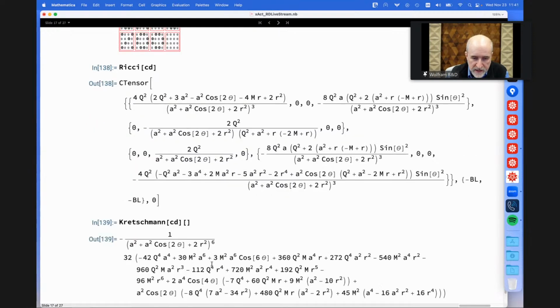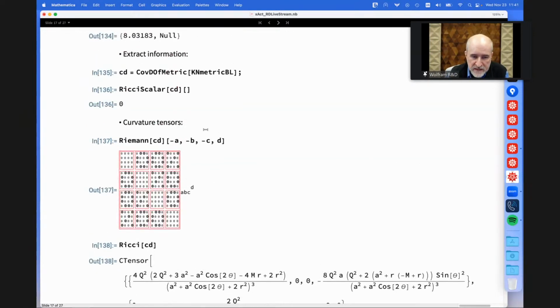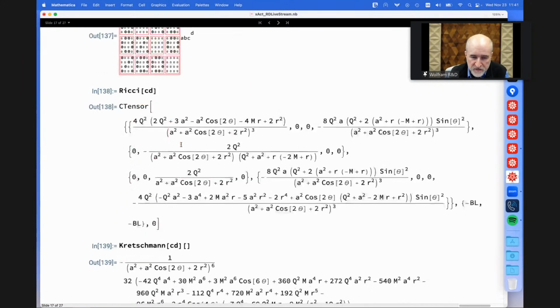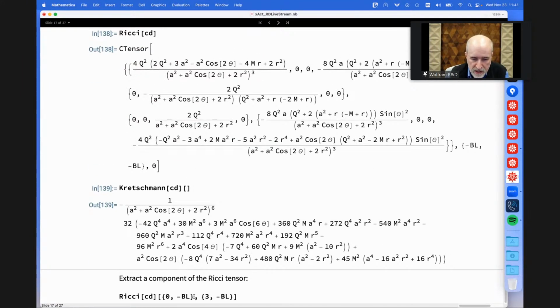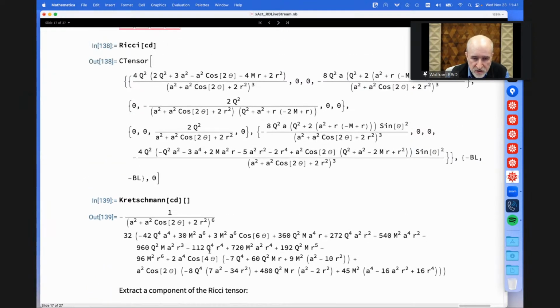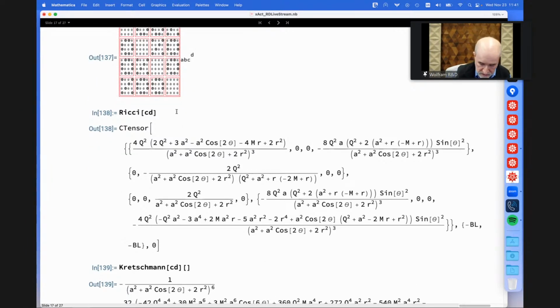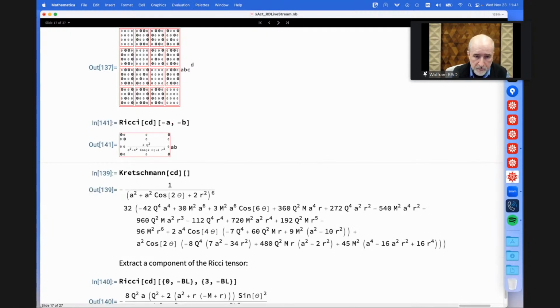So that's Ricci. That's the Kretschmann scalar. You see, there are no computations here. It was all computed in this step. So this is just fetching a cached result. And if you want to extract a component, for example, the 0, 3 component of the Ricci tensor, meaning, okay, that's 0 minus a minus b. So that would be 0, 3. So we are getting that component, right?